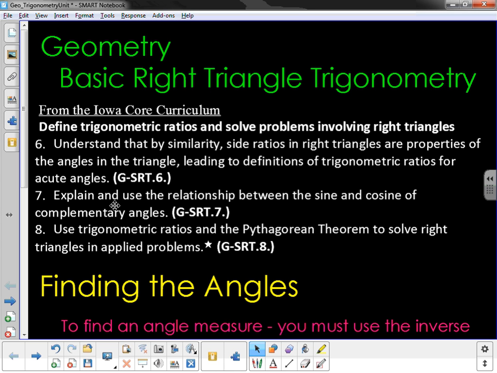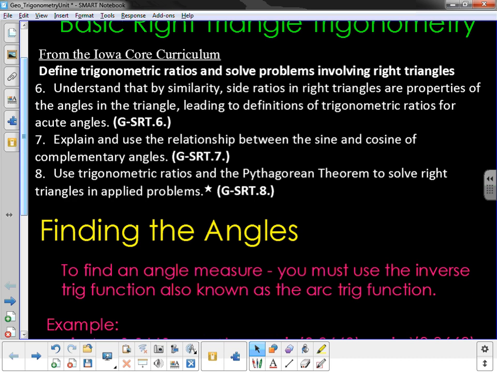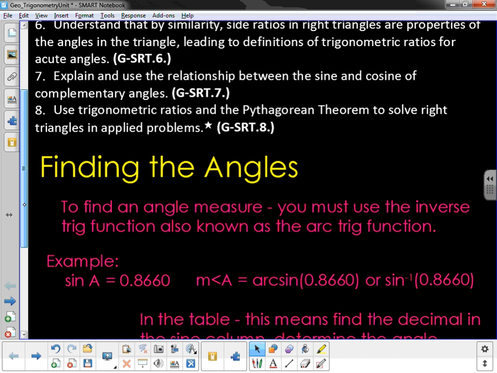But to get to that first, we've got to be able to find the angle measures. To find an angle measure, you must use the inverse trig function, also known as the arc trig functions. These are the ones that let us know that we have to find angles. Before, when we were doing our basic sine, cosine, and tangent, we were looking for sides. But those sides and the angles are related.